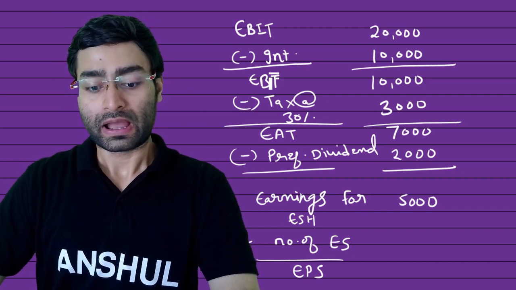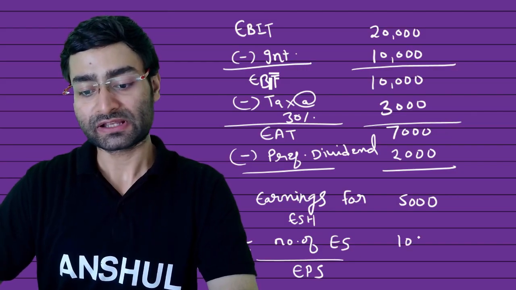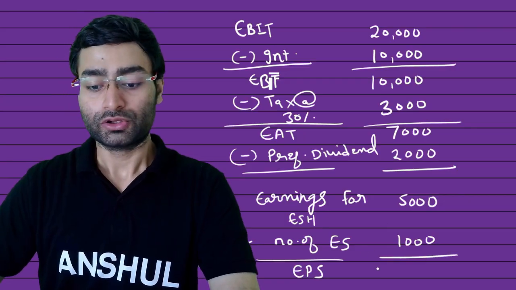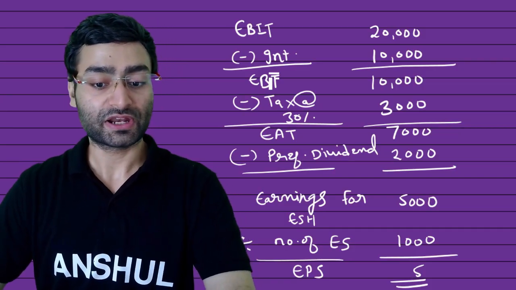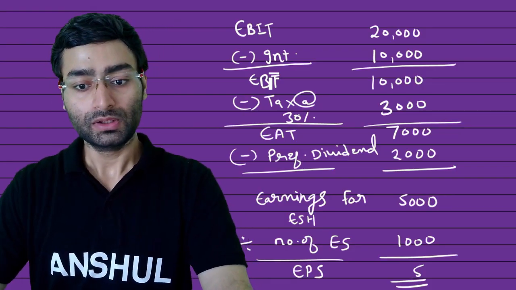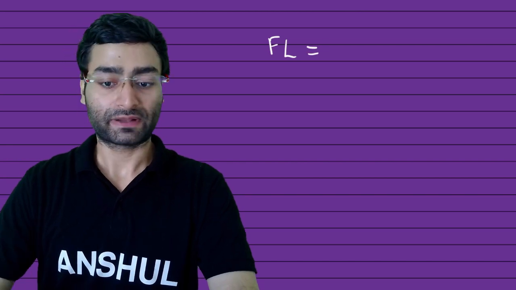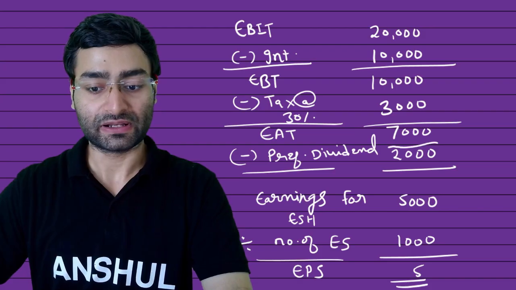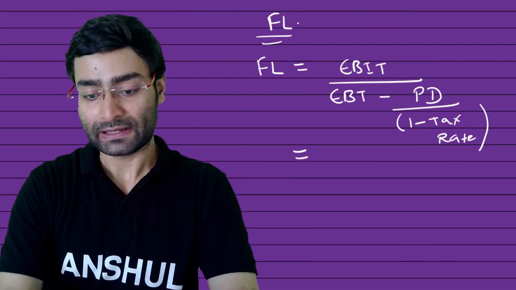Now you have to divide the earnings for equity shareholders by the number of equity shares, and say for example the number of equity shares is 1,000. You will get your EPS, earning per share, of 5. This is our final destination of the profit statement. Now I have to apply the second formula for financial leverage, because in this case I have preference dividend available with me. Let's apply this formula. Let's put the values.